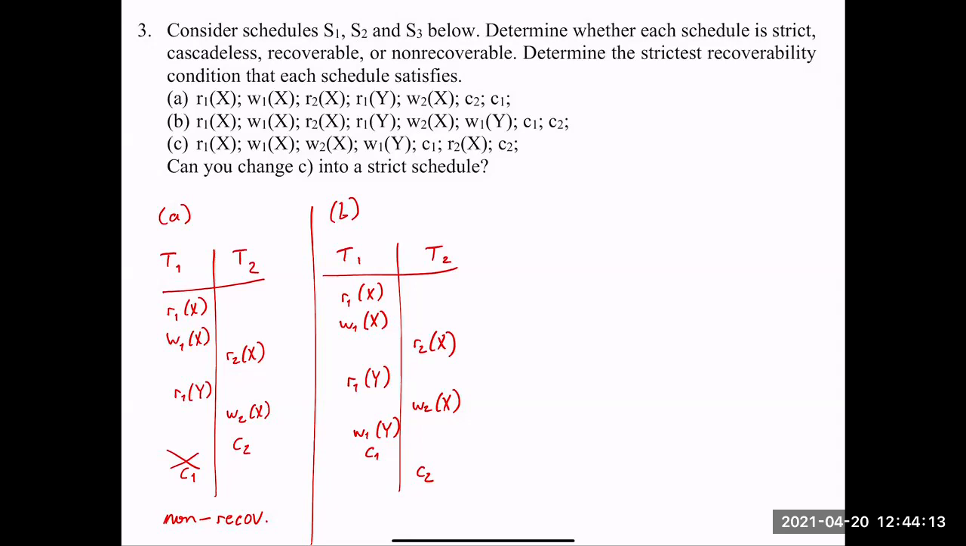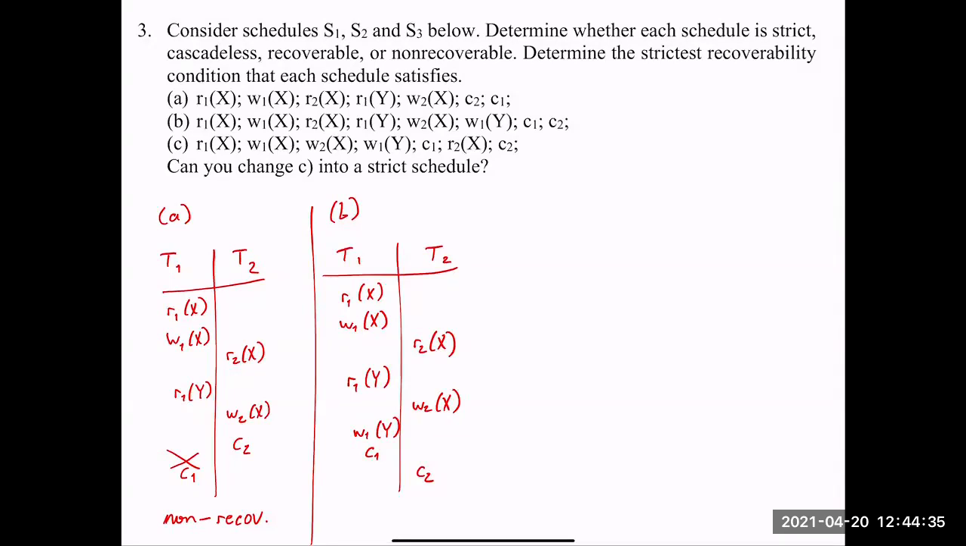So it's actually not cascadeless, right? Because T2 reads X that was written by T1, and T1 hasn't committed yet. Okay, so it's not cascadeless.